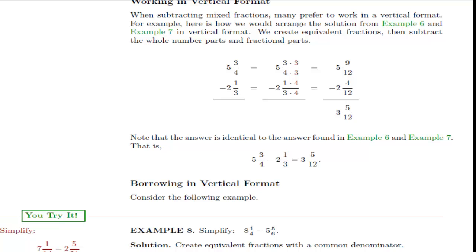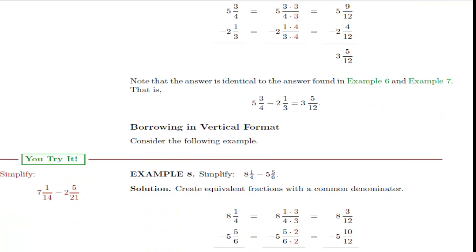So, remember, the LCD of 3 and 4 was 12, so we multiply the first fraction by 3/3 to get equivalent fraction 9/12, and the second fraction by 4/4 to get equivalent fraction of 4/12. Then 5 minus 2 is 3, and 9 minus 4 gives us 5/12. Note that the answer is identical to the answer found in example 6 and example 7, that is 5 and 3/4 minus 2 and 1/3 equals 3 and 5/12.